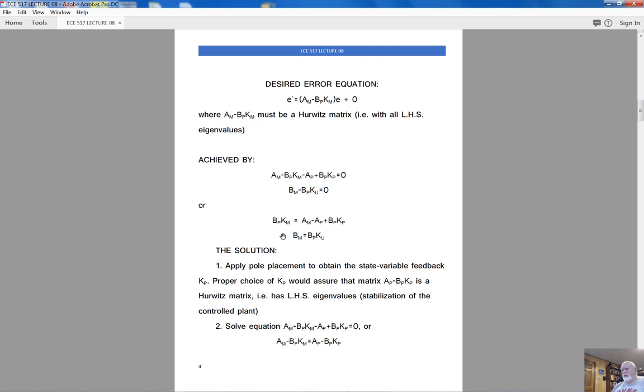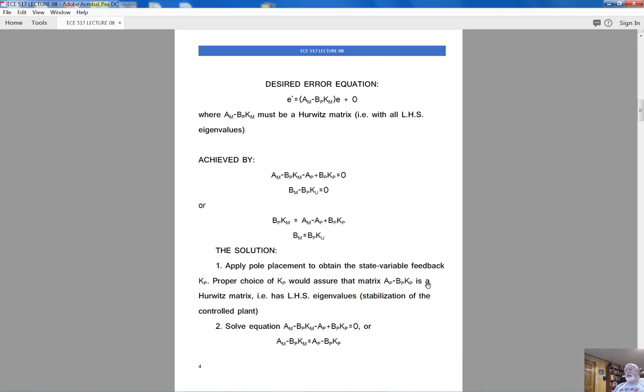To get solution, first of all, we have to make sure that we have matrix KP. To get matrix KP, what we have to do is to apply the pole placement procedure to obtain the state variable feedback controller with matrix KP. If we would properly choose KP, we would achieve requirement that AP minus BP KP is a Hurwitz matrix, or has all left-hand side eigenvalues.